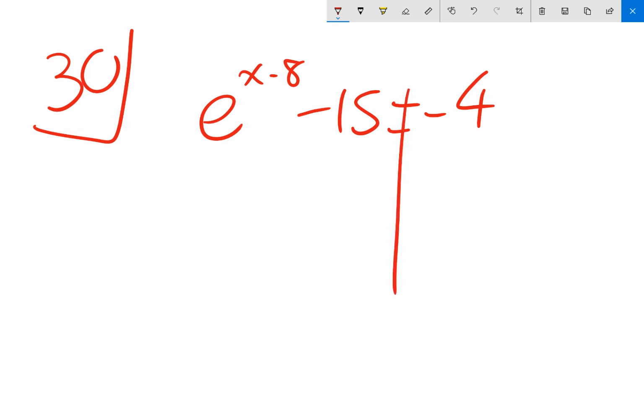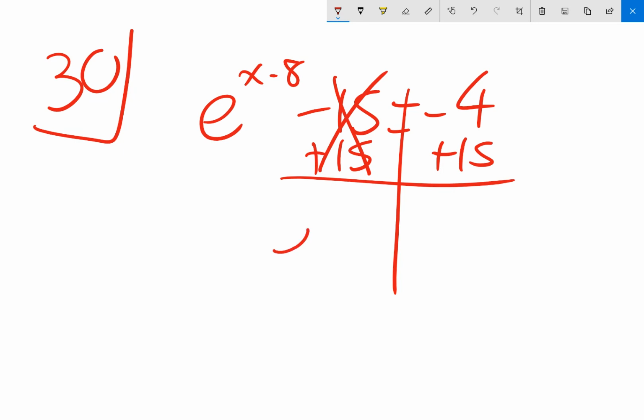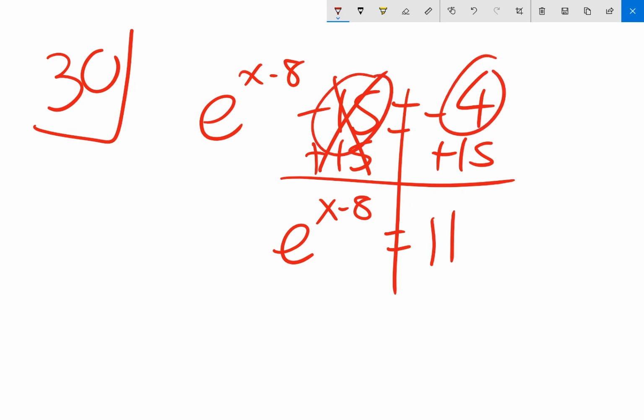So just like a regular equation, if I want to get rid of the negative 15, I can just add 15 to get rid of it. But of course, if I do that to the left, I do it to the right. So it leaves me e to the x minus 8 power equal to 11, because negative 4 plus 15 is 11. So that was just combining these numbers together. So move the 15 to the right side so I can combine it, and together they make 11.